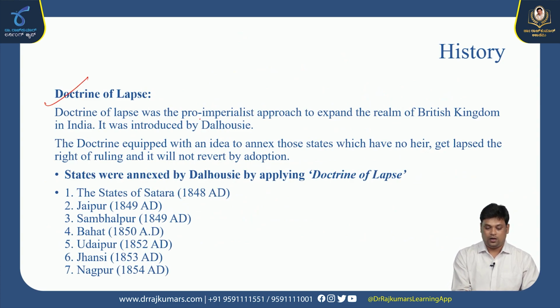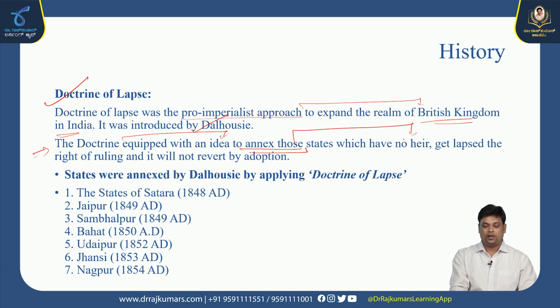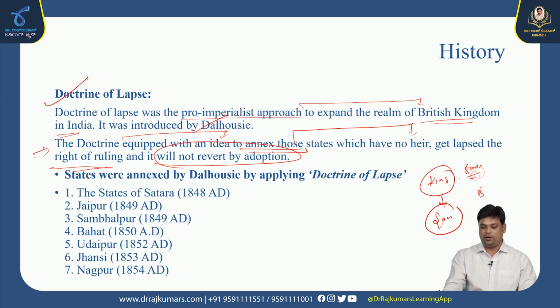It is a pro-imperialist approach to expand the realm of the British Kingdom in India, which was introduced by Lord Dalhousie. So the doctrine was equipped with an idea to annex those states which have no heir, whose right of ruling lapsed, and it will not revert by adoption. Which means, if I am the king, and I don't have a son as a legal heir, then my state will be under the control of Britain.